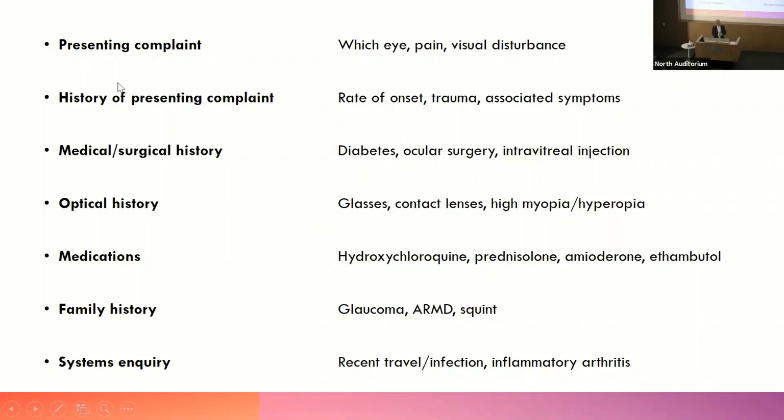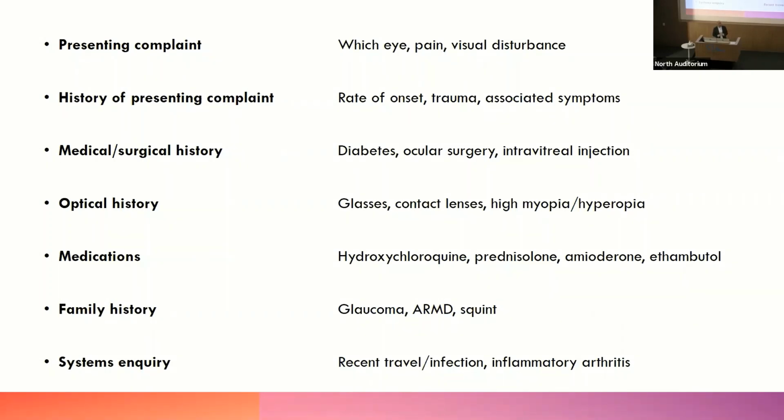Presenting complaint-wise, which eye is it? Is it one eye or both eyes? Is there pain or no pain? Is the vision affected or not? In the history of presenting complaint, the most important thing probably of anything is the rate, whether it's acute, subacute, or chronic. Was there trauma at the time? You know, "I was hammering away and now I've got a painful right eye." Well, that's going to be a foreign body until proven otherwise.